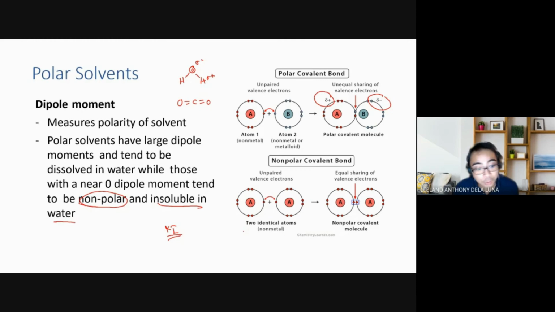Kaya nga meron tayong Lugol solution. Alam niyo yung Lugol solution? Betadine na lang. Alam niyo betadine? Okay, di ba that contains iodine? Just so you know, class, povidone iodine doesn't only contain povidone, also contains potassium iodide.